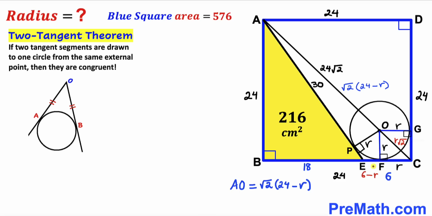And now let's focus on our given problem. We can see this AF and PE are our two tangents and they are equal. If this segment is 6 minus r, then this PE segment is going to be 6 minus r as well.